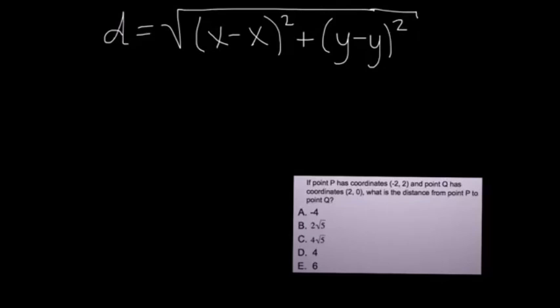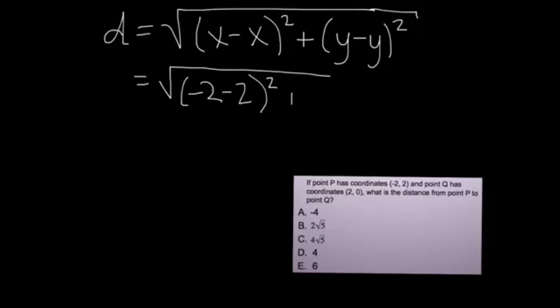So let's plug in. Point P, the x-coordinate is -2. And in our other point, Q, the x-coordinate is 2. So we subtract -2 minus 2. Then we're going to add that to subtracting our y's. Our y values are 2 and 0. So we just plug in.